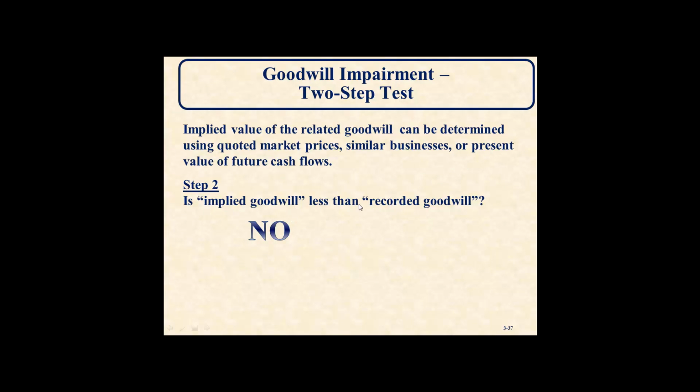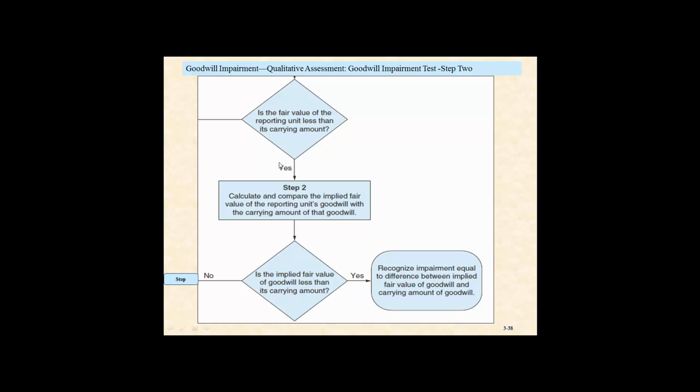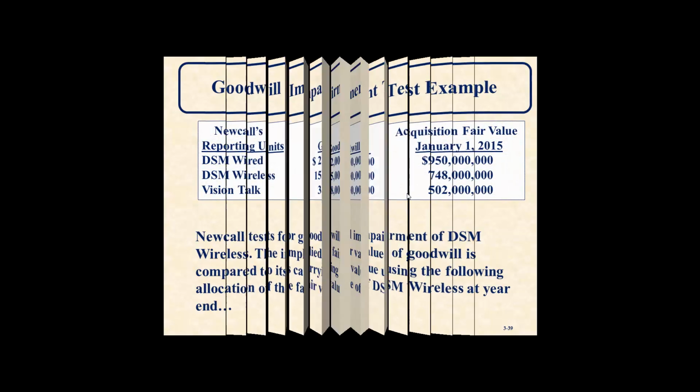If implied goodwill is less than recorded goodwill, and you ask that question, if the answer is no, goodwill is not impaired. If the answer is yes, an impairment loss is recorded for the excess carrying value over implied fair value. And this is that question we left off on. If the fair value of the reporting unit is less than the carrying value, yes, you go to step 2. If the answer is yes, you recognize the impairment. I'm going to skip this. We're not going to do an example of this.